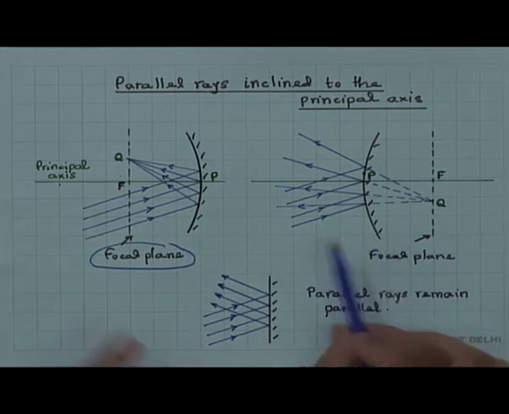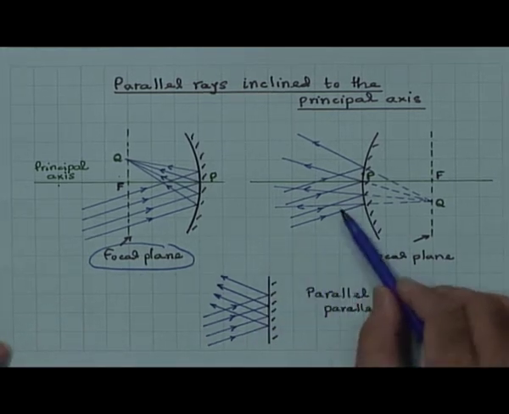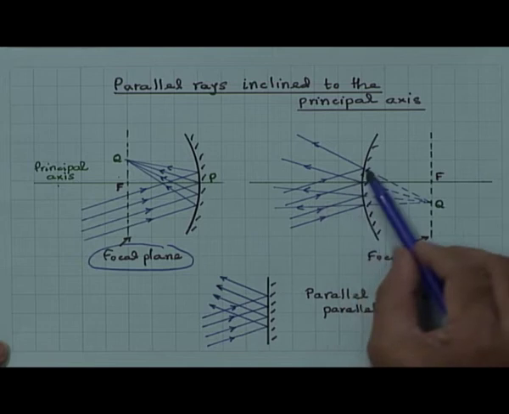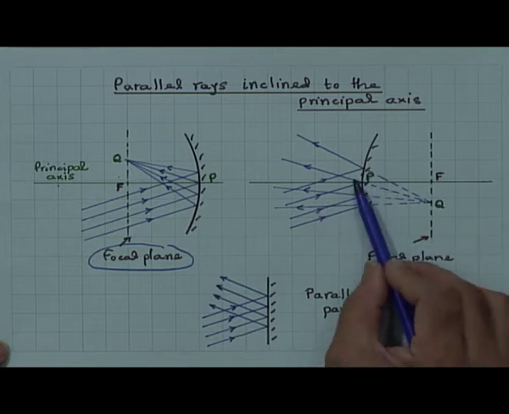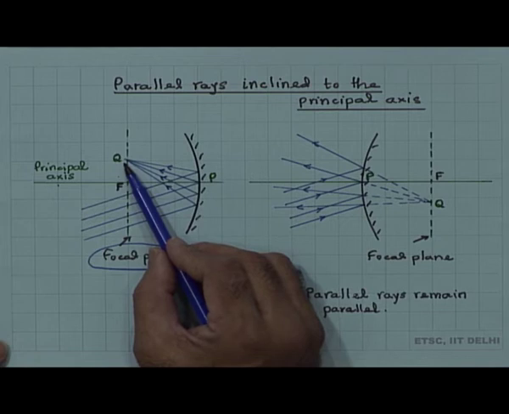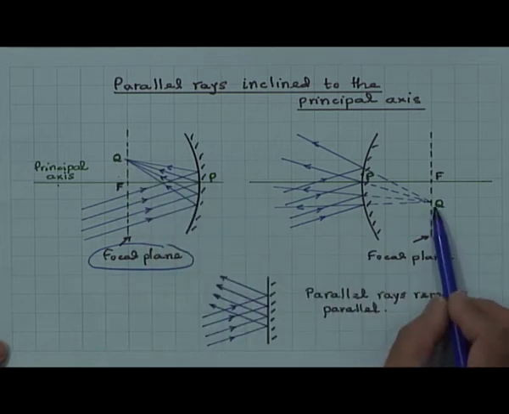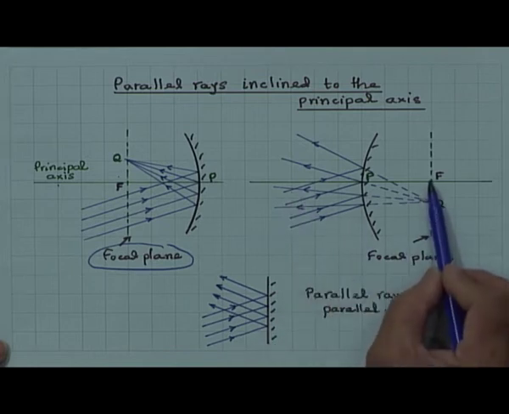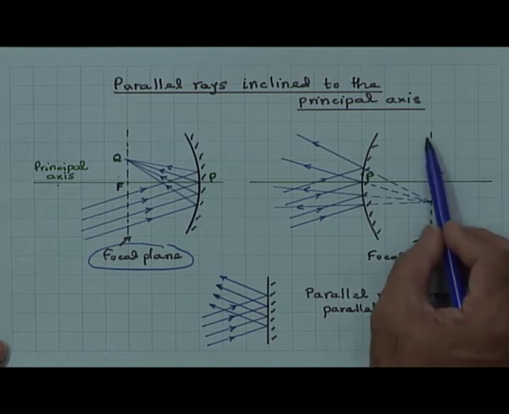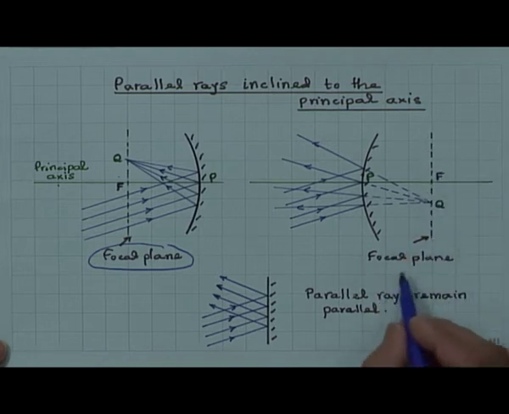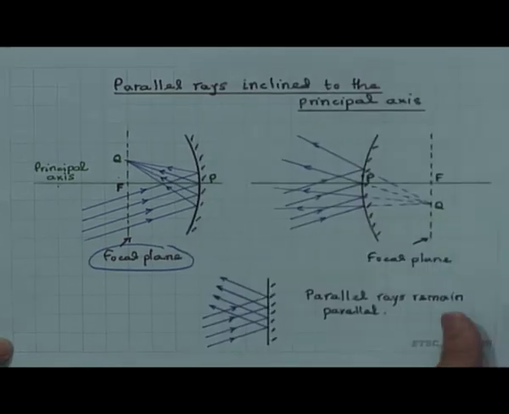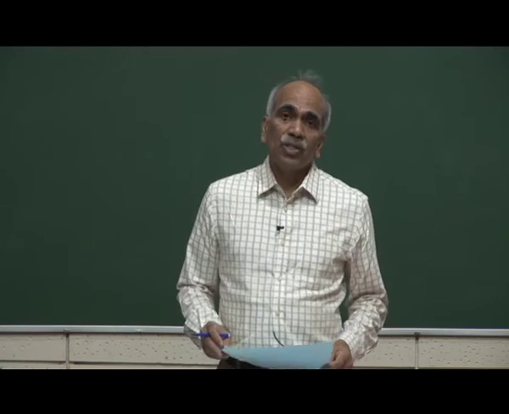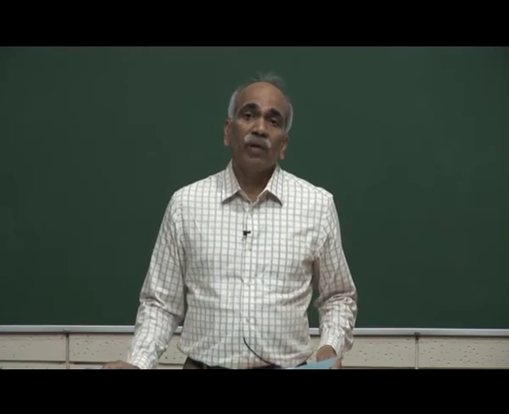We are not going to the proof of this, but we see that when the parallel rays are inclined at an angle, then the point where it is focused, or the point from where it appears to come after reflection, is shifted from the point F, but remains on a plane called the focal plane. With this background, we will now proceed to formation of images.